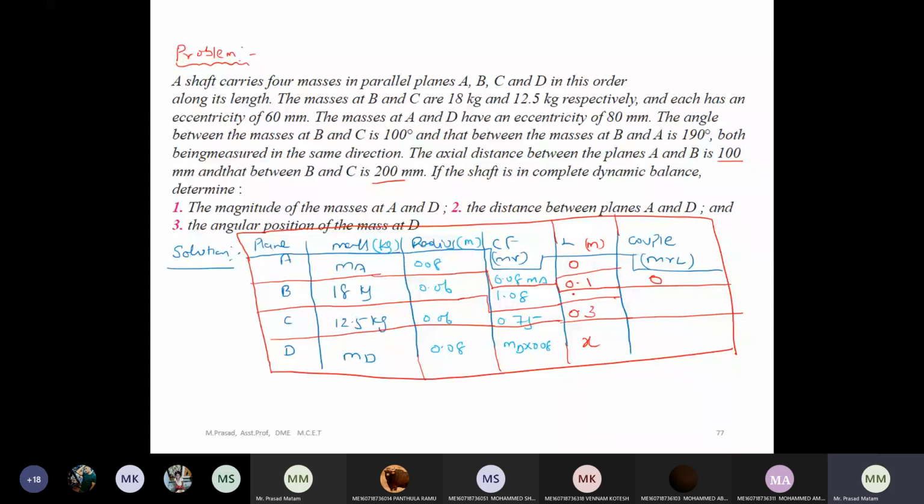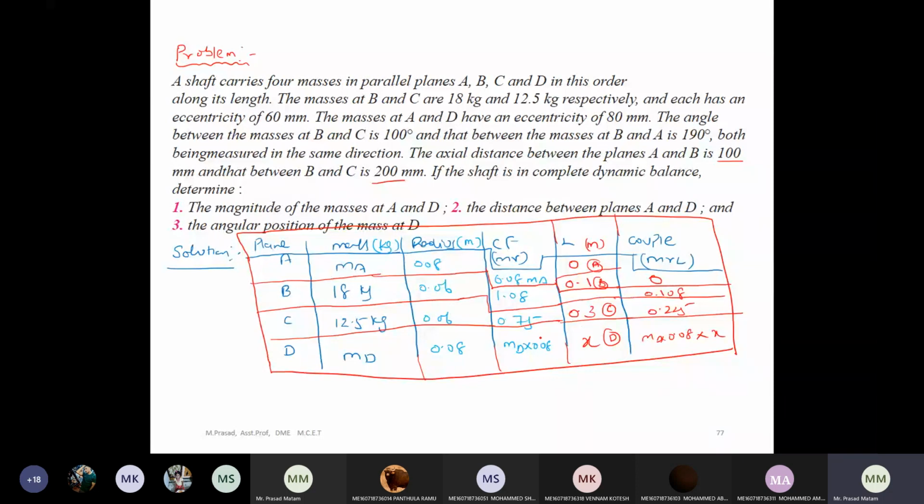For plane B, 1.08 into 0.1. That comes as 0.108. For plane C, 0.75 into 0.3. Can anyone answer this? 0.75 into 0.3 comes as 0.225. For plane D, m D into 0.08 into X. This is the distance for plane A, this is for plane B, this is for plane C, and this is for plane D.